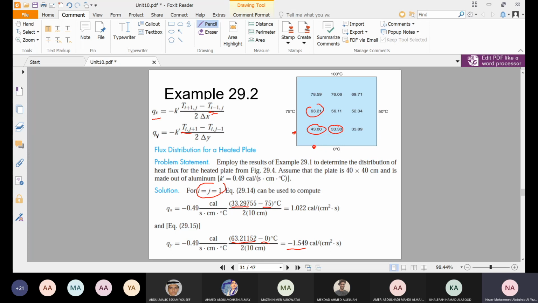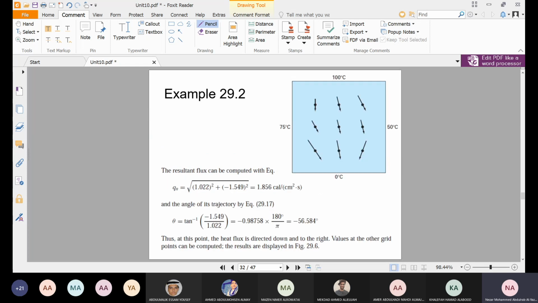Okay, so we can do it for all the nodes. For all the nodes, we want to determine the direction of the heat transfer. We do it here only for 1, 1, but we can do it for all the nodes. We can do it for node 2, 1, for node 3, 1, and like this one. So step by step, we can determine the direction of the flux for all the nodes.